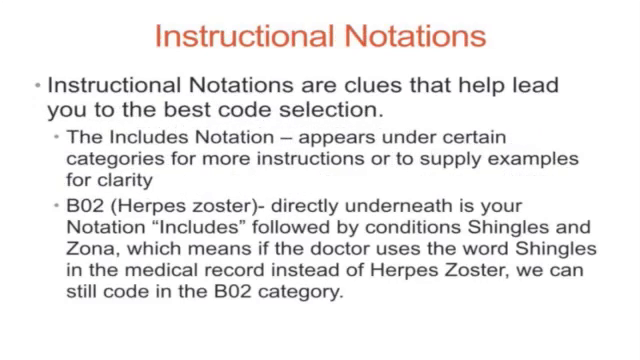The includes notation appears under certain categories for more instructions or to supply examples for clarity. B02, herpes zoster, directly underneath is your notation includes, followed by conditions, shingles and zona, which means if the doctor uses the word shingles in the medical record instead of herpes zoster, we can still code in the B02 category.